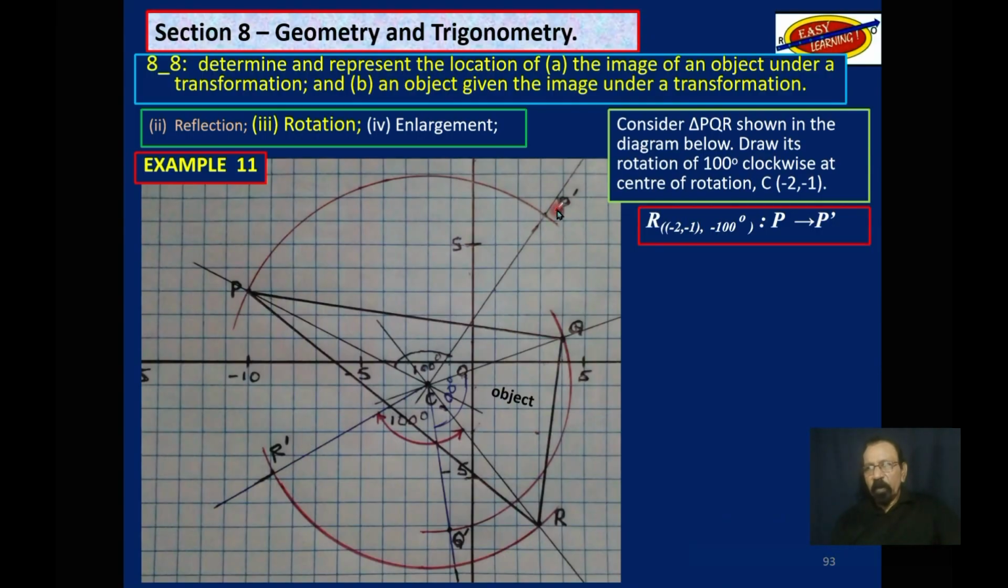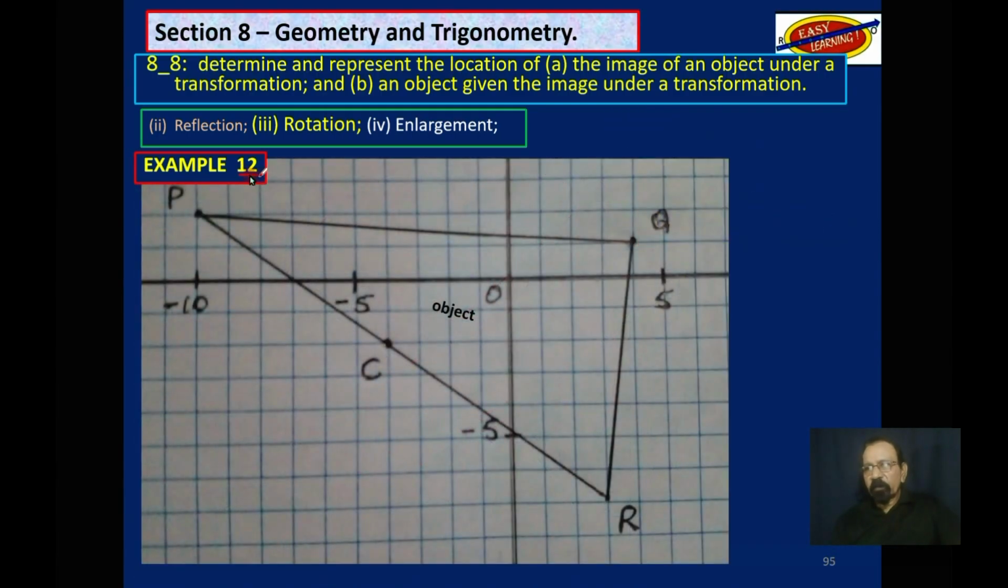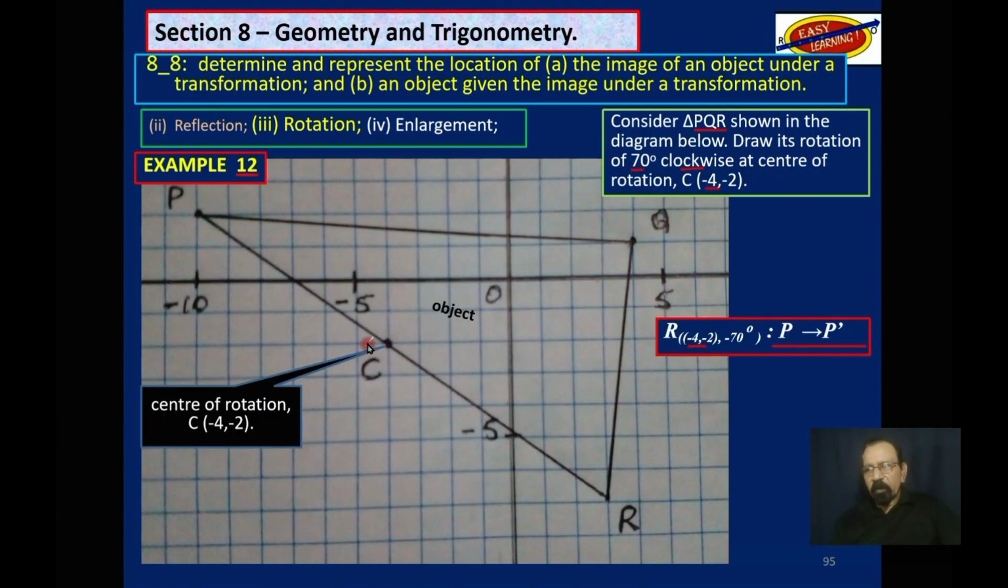So at this point we have P prime, Q prime, and R prime. It is looking a little confusing, so we just connect those image points with straight lines, and this is our image. We will do this only graphically. Now, example 12. PQR, and the rotation is 70 degrees clockwise. This is the notation form here.